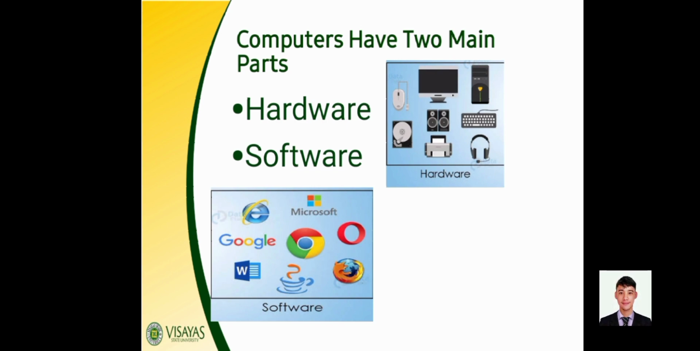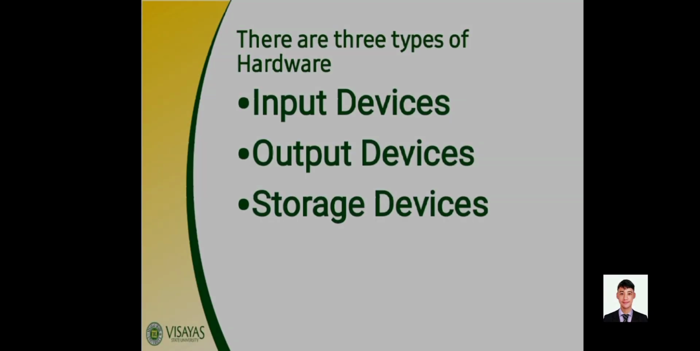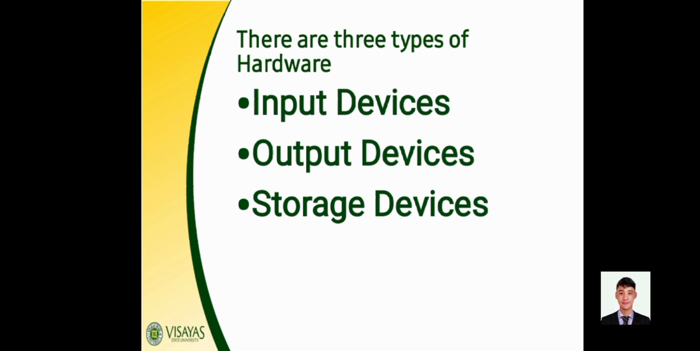Computers have two main parts, hardware and software. What is computer hardware? Computer hardware is the physical part of the computer, the machinery and equipment. These are the parts of the computer you can see, basically anything you can touch with your fingers. Examples: computer case, CPU, monitor, keyboard, mouse, disk drive, zip drive or CD-ROM, DVD, hard drive, memory, speakers, and printers. There are three types of hardware: input devices, output devices, and storage devices.